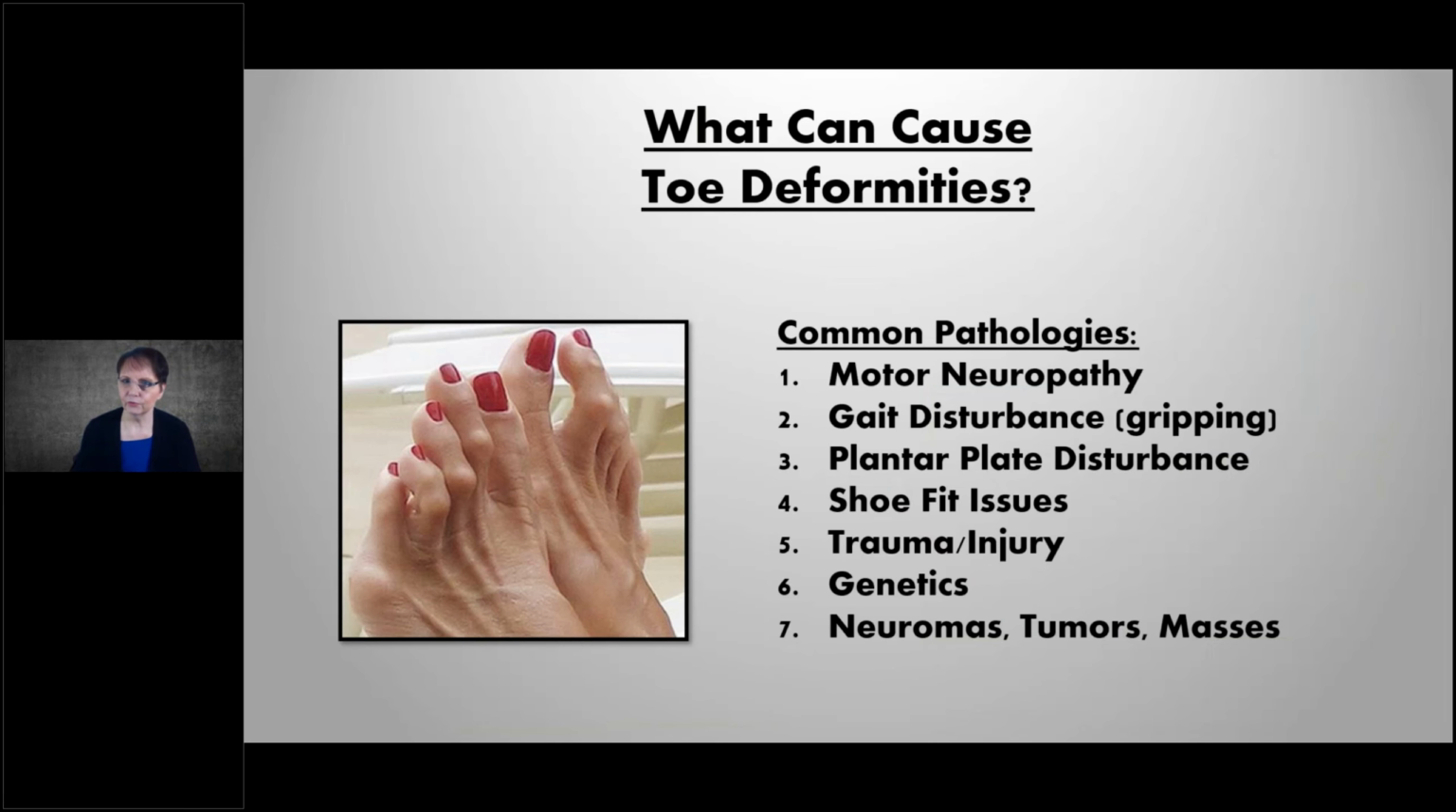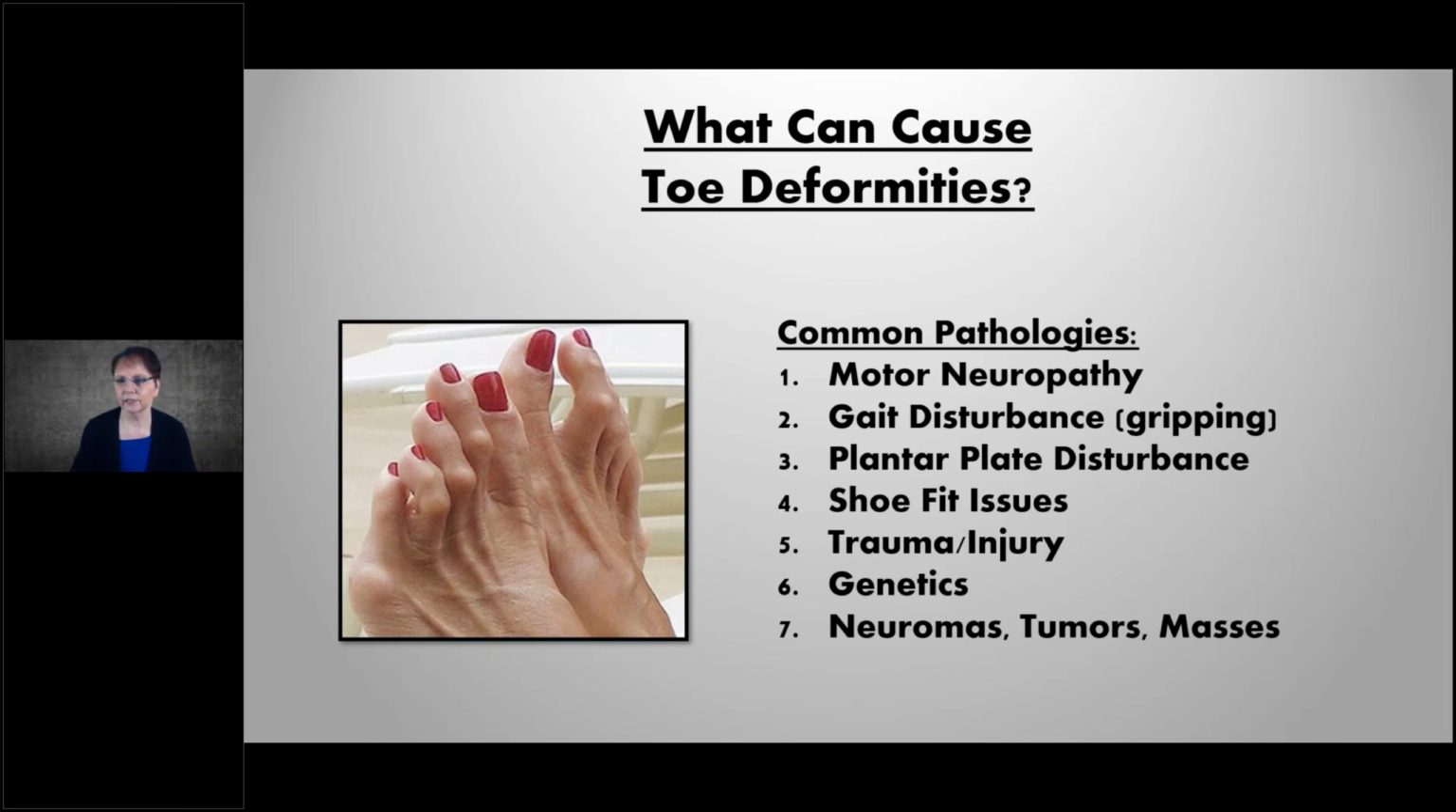What can cause toe deformities? Here's a big list. We get asked this all the time. They want to know, what is it? And it can be any of these things. And by the way, the first one, motor neuropathy, is most commonly now found with diabetes. We know about sensory neuropathy, but motor neuropathy comes along with that. And the motor neuropathy, as the name implies, affects the pulling on the muscles, and therefore the toes can get pulled into different positions.